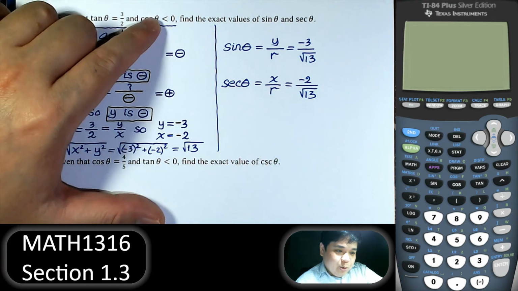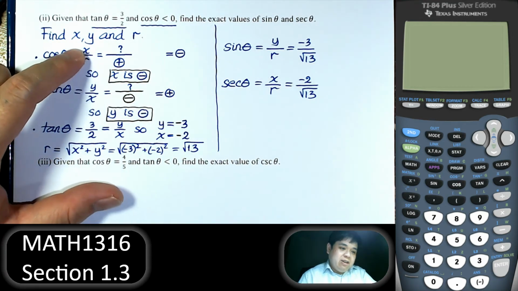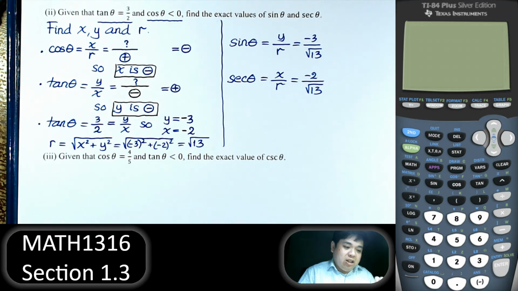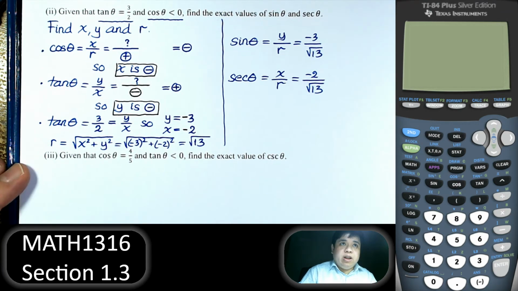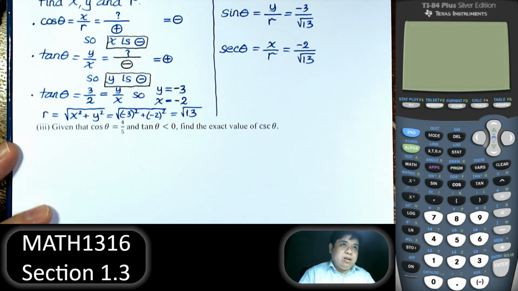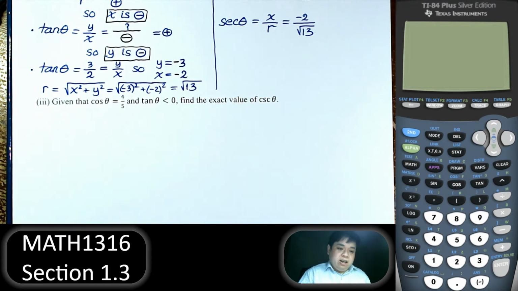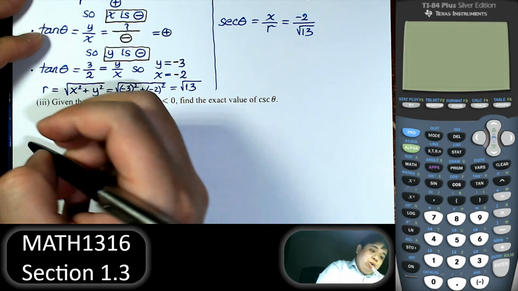Yeah. So cosine is negative, so x is negative, and tangent is positive. They have the same sign, so y is negative. Right. So those are the sort of things that we need to reason through. Next, given that cosine is 4/5 and tangent is negative, find the exact value for cosecant. Once again, the first step we do is find x, y, and r.